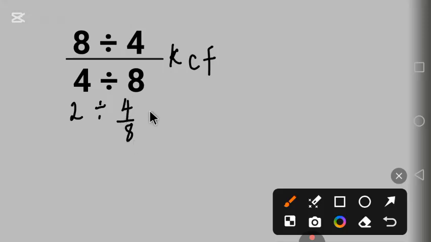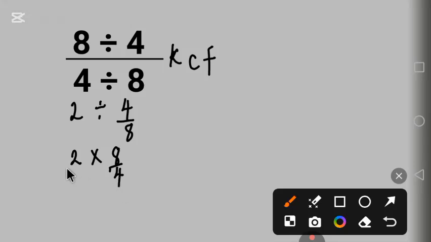And when the fraction is flipped, we call it the reciprocal. That is, the reciprocal of 4 over 8 will give us 8 over 4. So the fraction has been flipped. Now let's apply it. Keep these two, turn division to multiplication, and then flip 4 over 8 into 8 over 4.